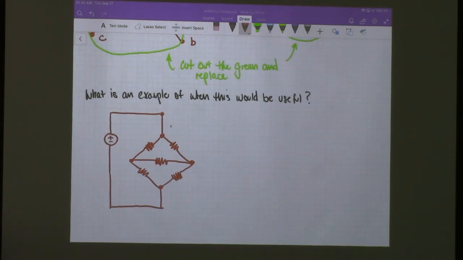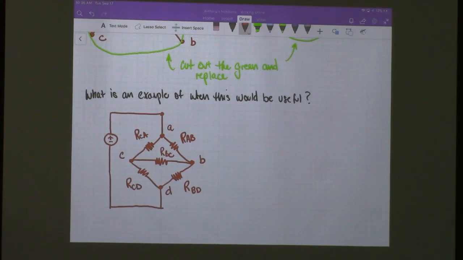So I'm going to call this point A, I'm going to call this point B, I'm going to call this point C, I'm going to call this point D. And this will be RAB, this will be RCA, this will be RBC, and then I'm just going to give these other two, well, actually I can just call them RBD and RCD. Okay.